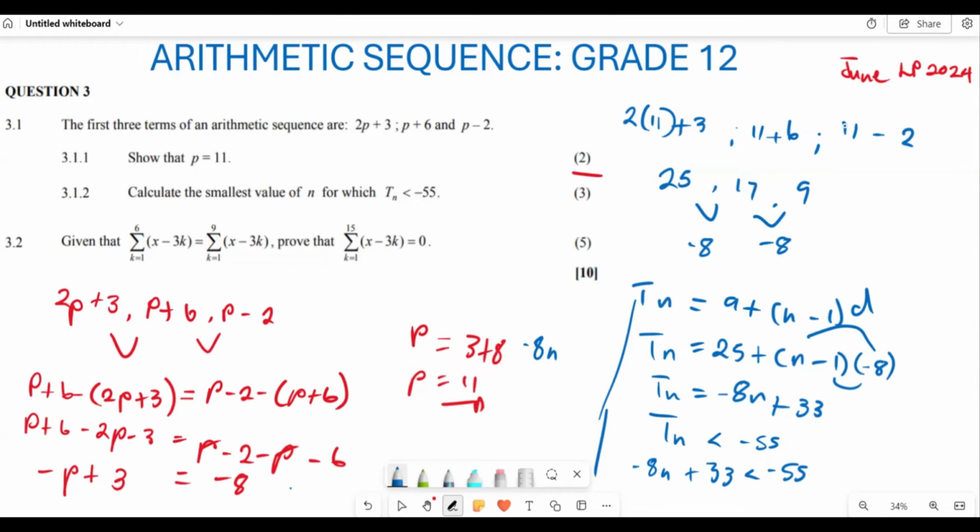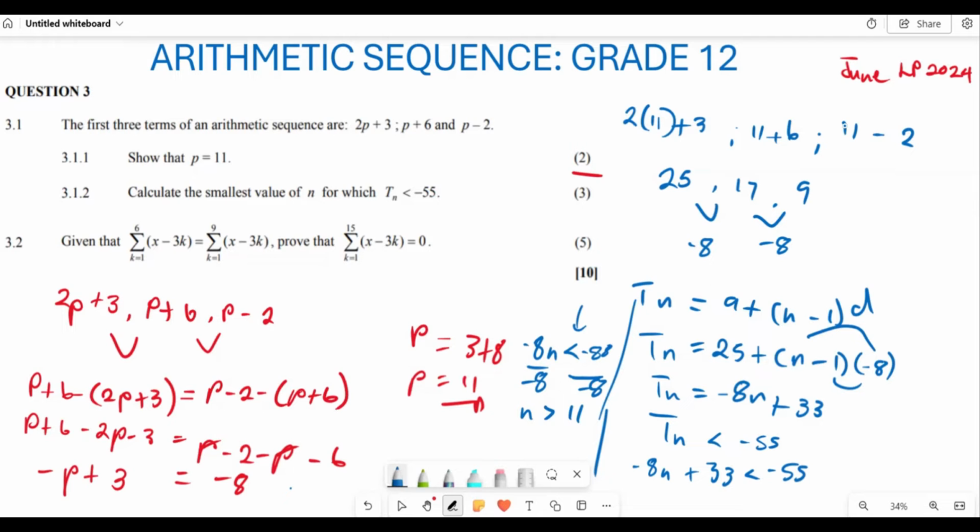-8n is going to be less than, when I take the 33 to the other side, it is going to be -88, right? And then when you divide both sides by -8 and -8 here, right? Remember, as soon as you divide an inequality by a negative, the sign changes, right? So your n is going to be greater than 11. Okay, so basically that's what you are going to have in your 3.1.2. Are we fine, right?